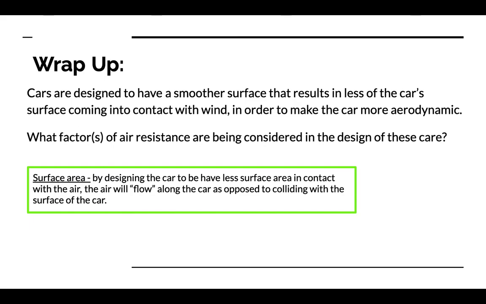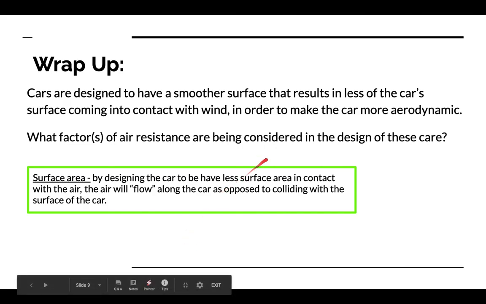All right, by designing the car to have less surface area in contact with the air, the air will flow along the car as opposed to colliding with the surface of the car. So there will be less air resistance acting on the car, and thus our car will be more aerodynamic. You'll be able to, as people say, cut through the wind much smoother and much quicker than usual. And this is our lesson on dissipative forces.